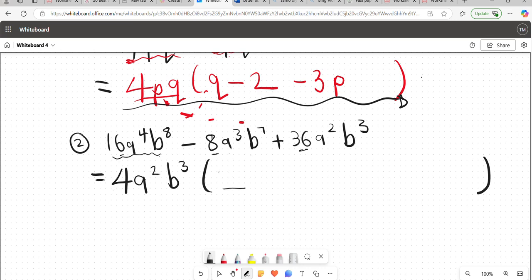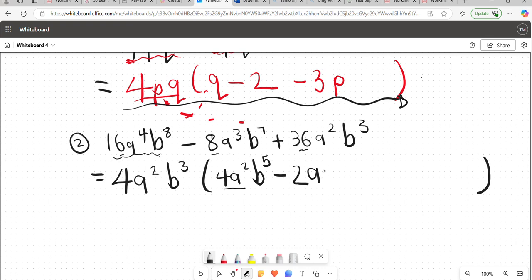So 4 needs to multiply with the 4. A squared needs to multiply with another a squared to give me an a to the 4. A b to the 3 needs to multiply with a b to the 5 to give me back a b to the 8. So that's how you get the first term in the bracket. The second term, 4 multiplies with the 2 to give me an 8. A to the 2 multiplies with just one a to give me an a to the 3.